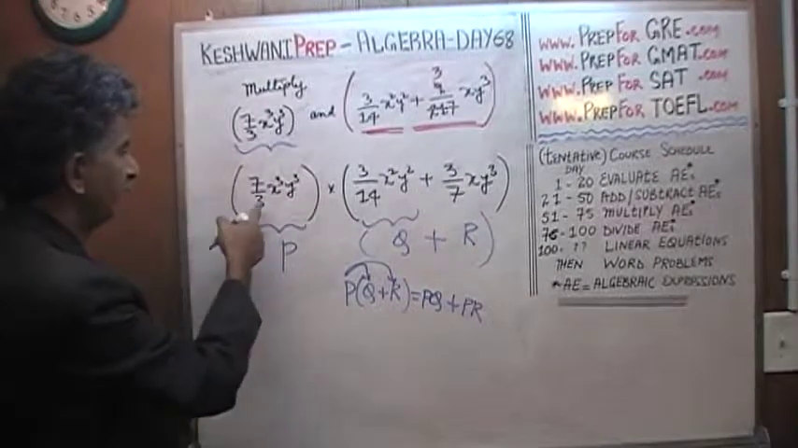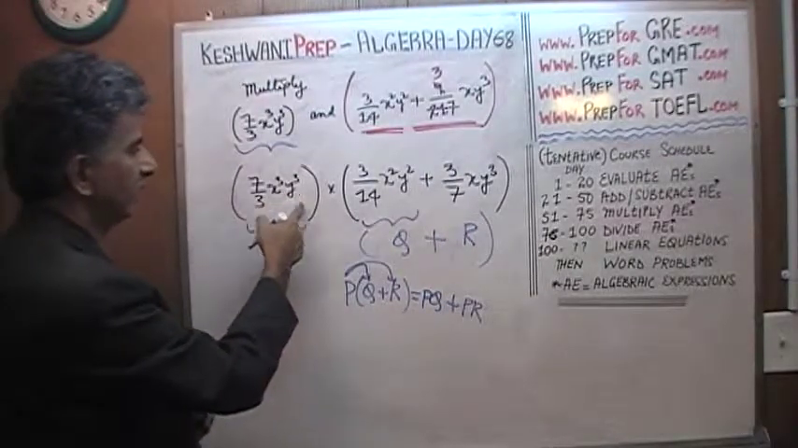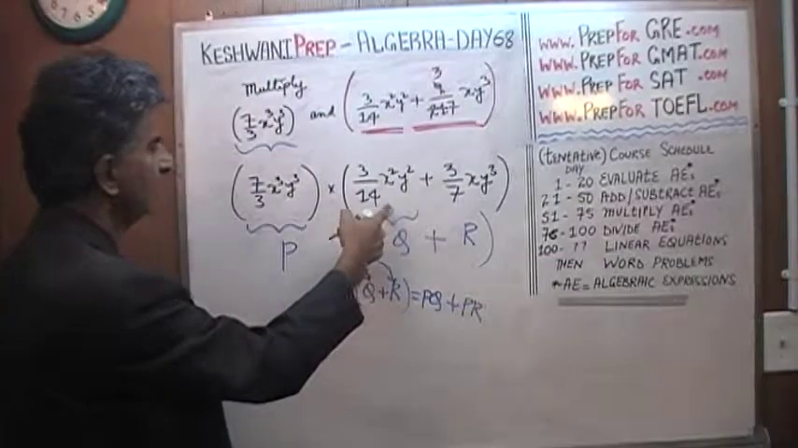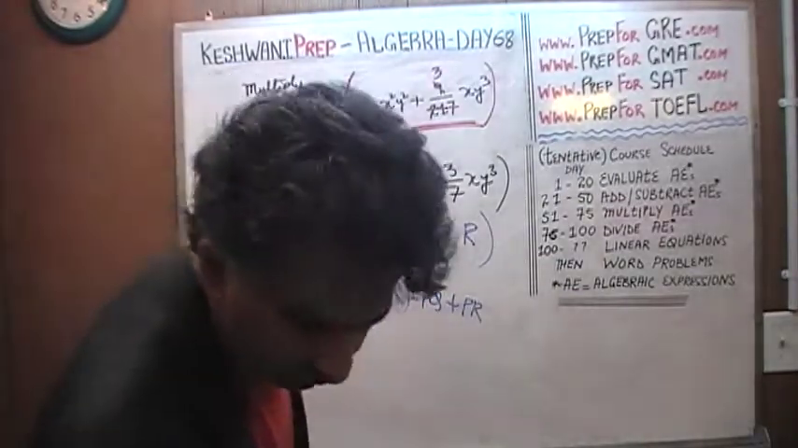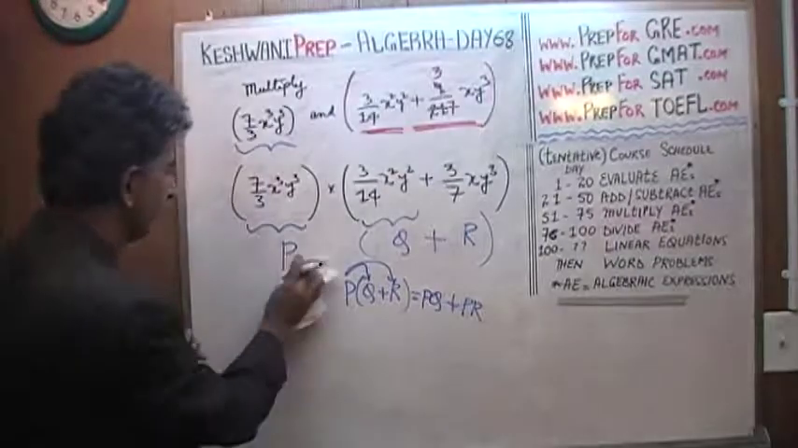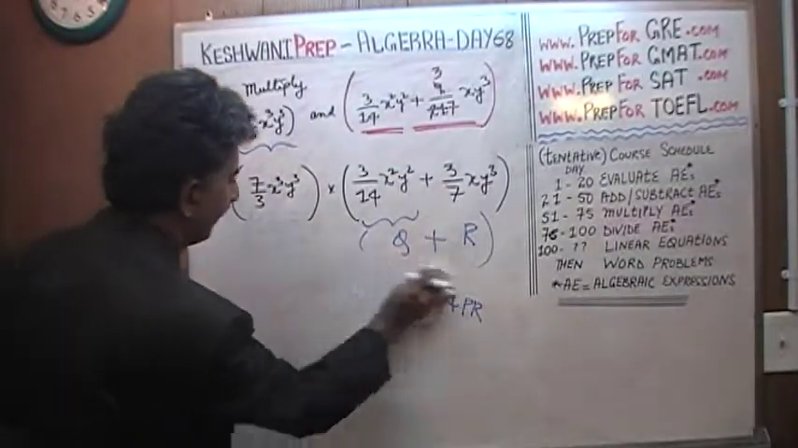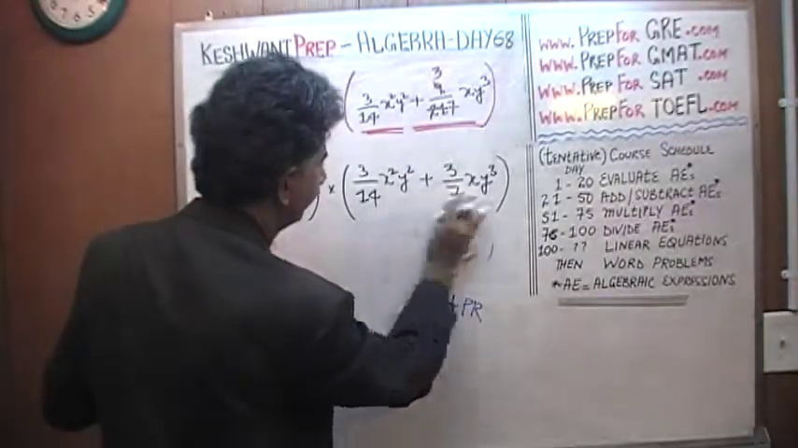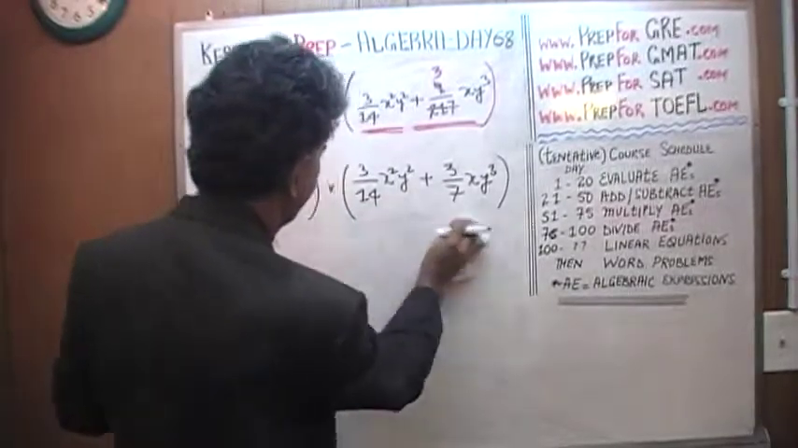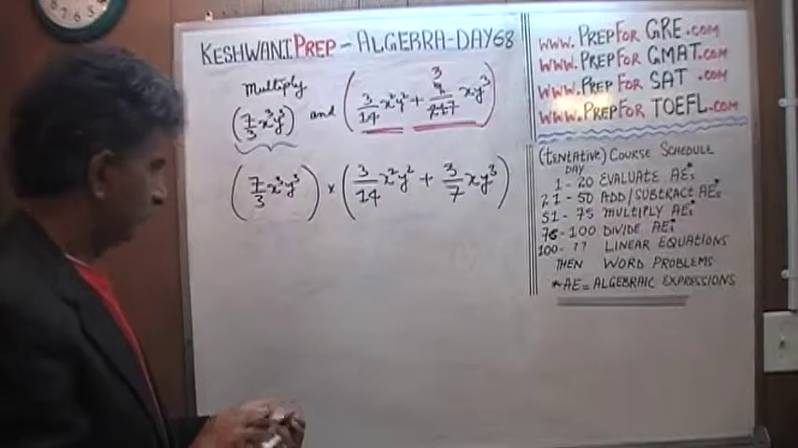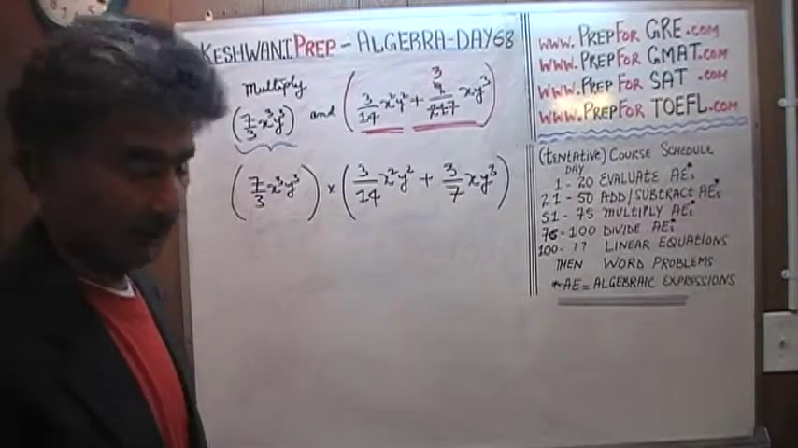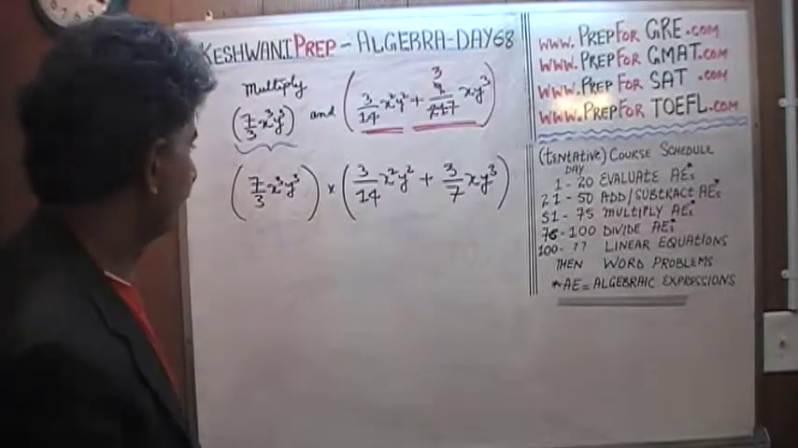It's going to be 7/3 x cubed y cubed times this quantity right here, and then plus again this quantity times that quantity. That's what it is. And then we have to simplify it. It's tedious, but it's not difficult. But of course we have to learn it anyway because that's part of learning algebra.